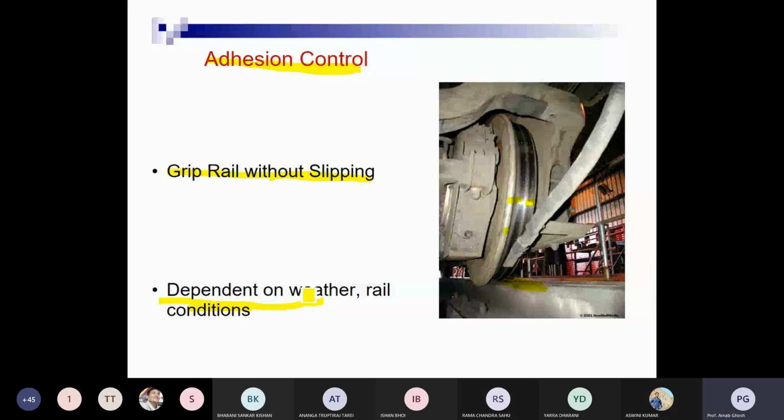In that case there is a possibility of the wheel slipping. Slipping definitely changes the current level, so one relay is there that is enabled. The sander box emits sand from the locomotive onto the track. When it is a hilly area, sand will fall onto the track to prevent the slipping.